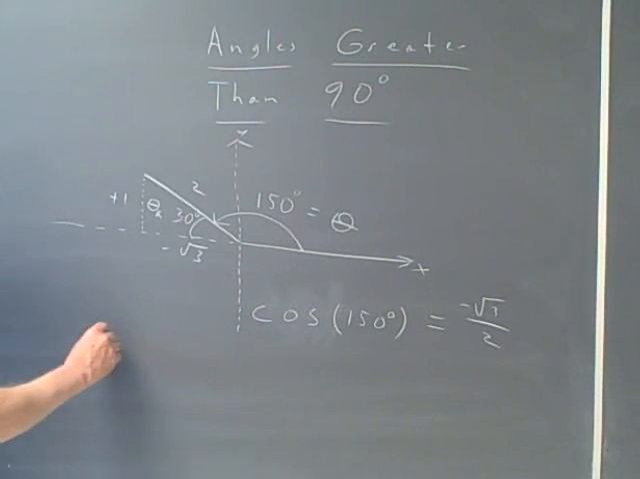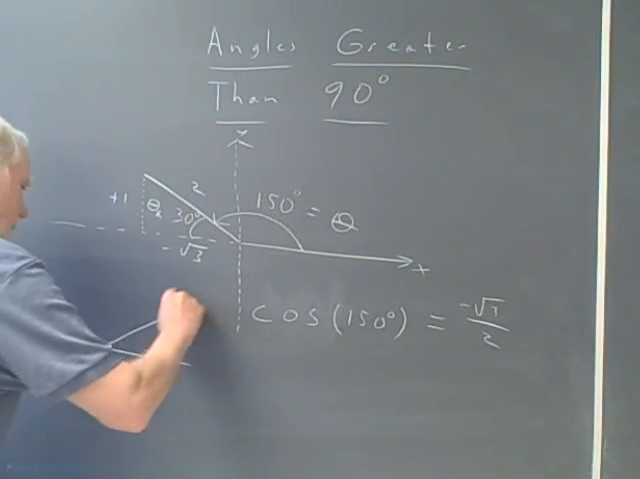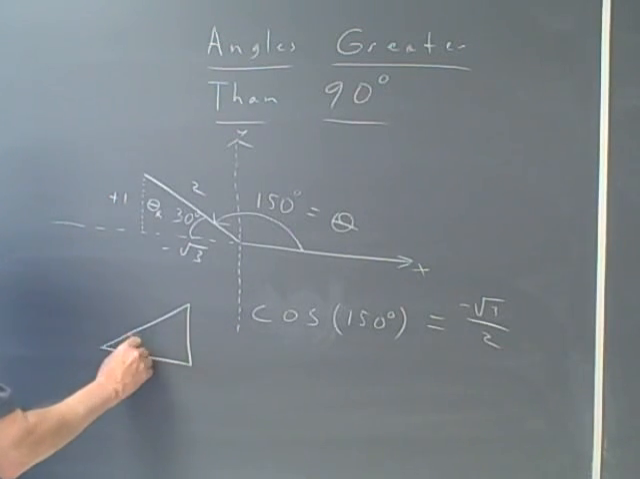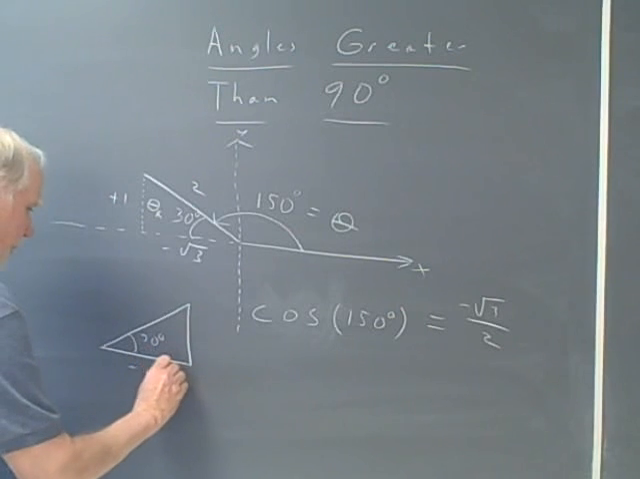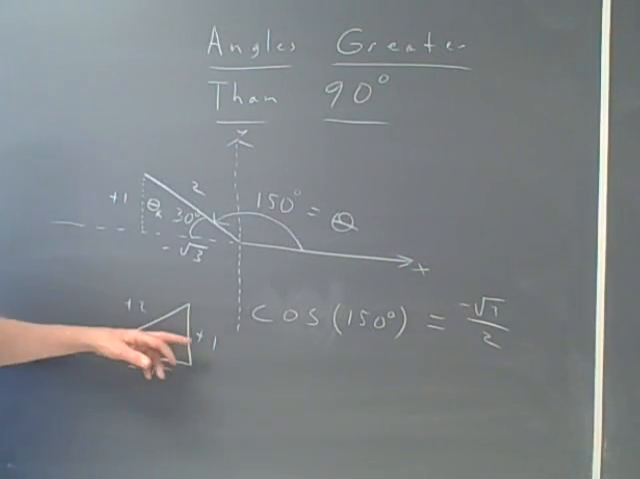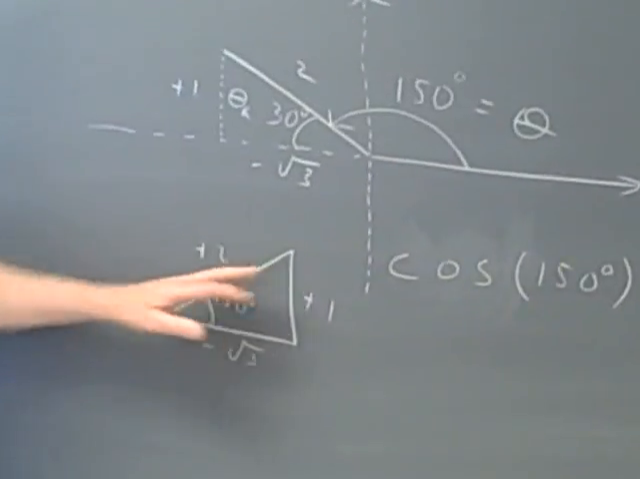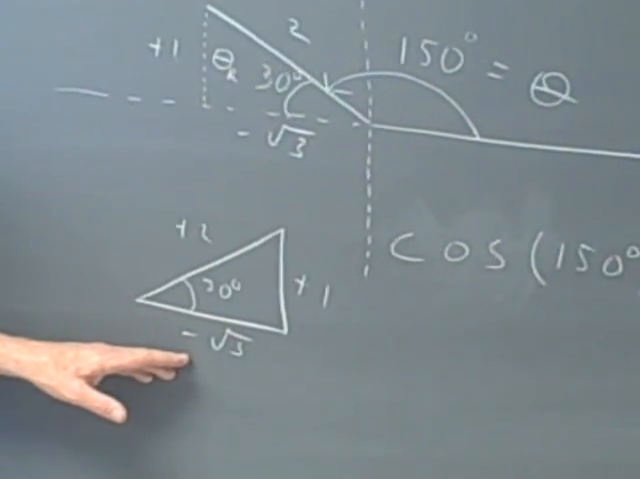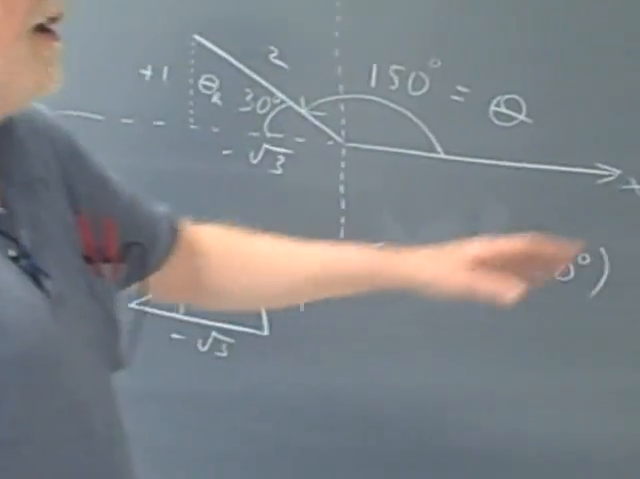Another way to do it is you can turn this thing around and say, okay, here's my triangle. It's 30 degrees. I'm going to call this negative root 3, this positive 1, and this positive 2. I can do the sine, cosine, tangent, and some of them will be positive and some of them will be negative. Okay, let's go over here and look at another angle.